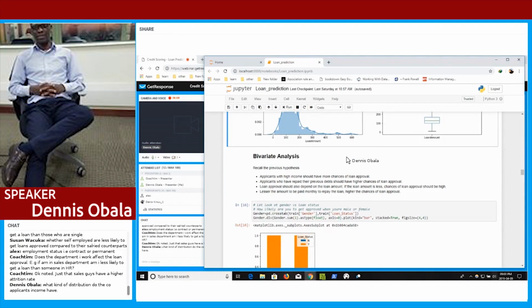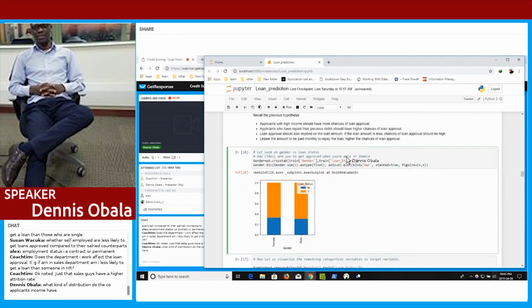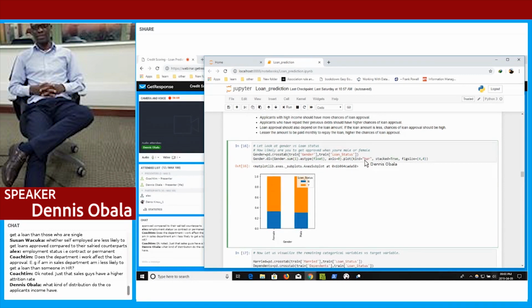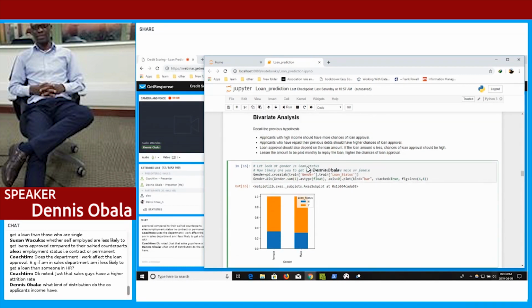So after that, let's go to the bivariate analysis. Here is where we'll be looking at the hypotheses that we had previously asked ourselves, like, applicants with high income, should they have high chances of loan approval? So let's start here also with gender.